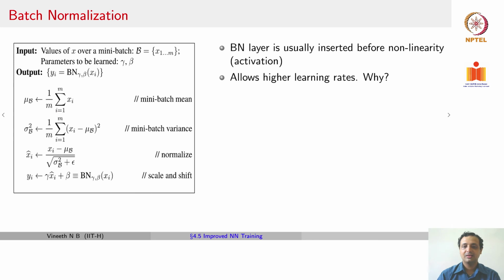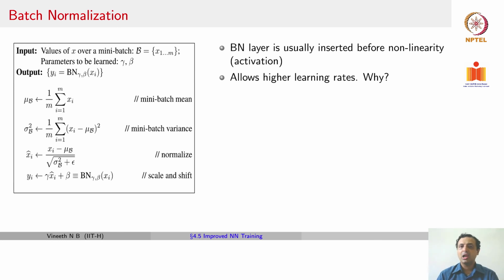The batch norm layer is generally inserted before you apply your nonlinearity. So you have a layer which receives input from the previous layer, you do batch normalization, and then apply your nonlinearity. This is typically the way it's implemented, and this has given good empirical results.